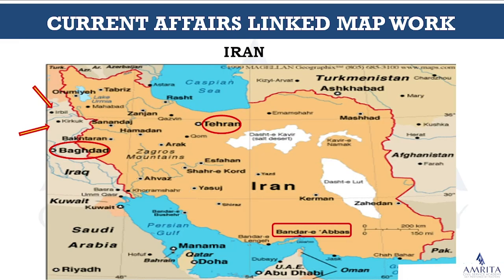Then comes to Iran. Iran's first place, Tehran, that is their capital. It is marked here. Then Baghdad. Baghdad is the capital of Iraq. Then you can see two places, Kirkuk and Irbil. These are the places continuous fighting is going on between ISIS and Iraqi forces, Irbil and Kirkuk. Then Bandar Abbas. Bandar Abbas is the most important port of Iran in the Persian Gulf. That is marked here, Bandar Abbas.